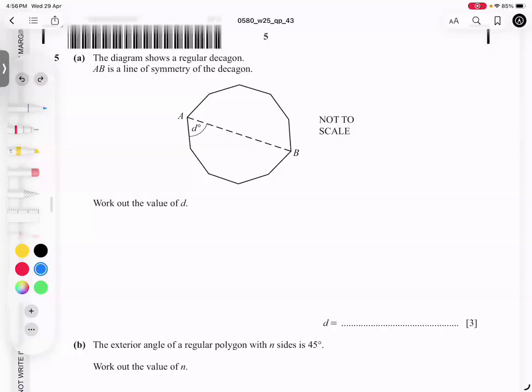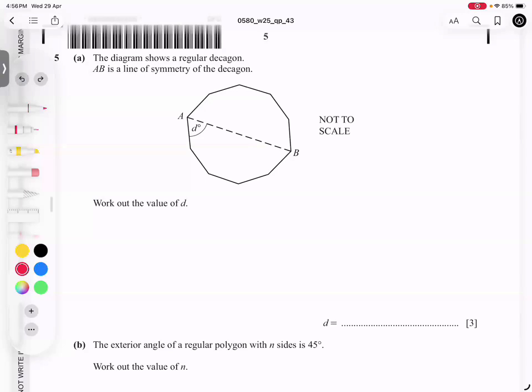Question number 5, students. Now we have a diagram that shows a regular decagon. Regular means 10 sides. So 1, 2, 3, 4, 5 here and 5 on the other side. And a line of symmetry is mentioned. It means this line of symmetry divides the total interior angle in two, so one part is on the left side and one on the right side. He's asking to find this angle. Not a hard job.